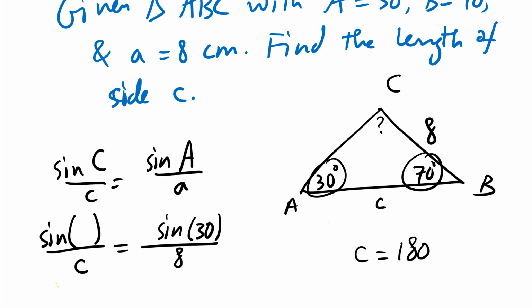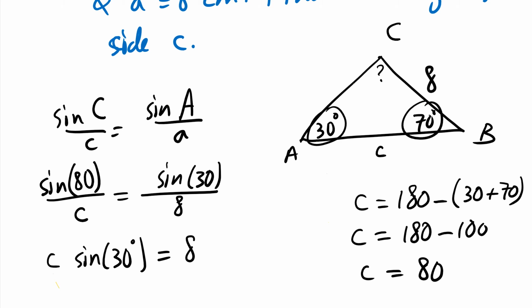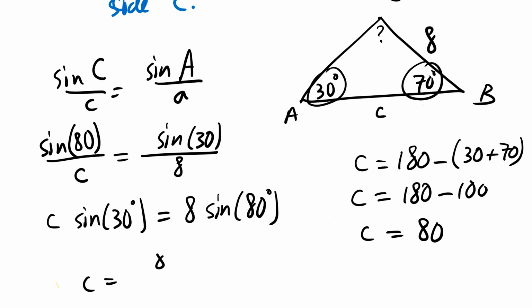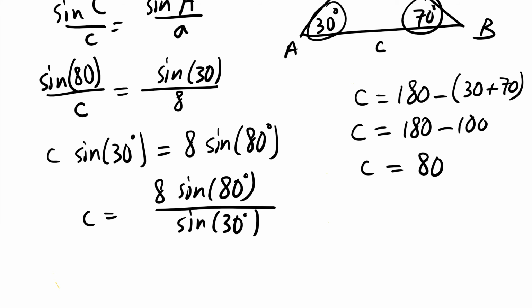C would be 180 minus the sum of the other two angles. 180 minus 100, which is 80. So that goes in there. And now what we can do is cross multiply: c sine 30 degrees equals 8 sine 80 degrees. Then divide 8 sine 80 degrees by sine 30 degrees. Put that in the calculator. Then c is about 16 centimeters.